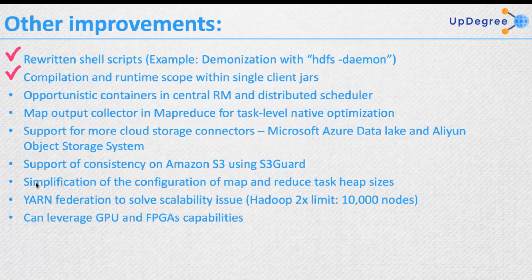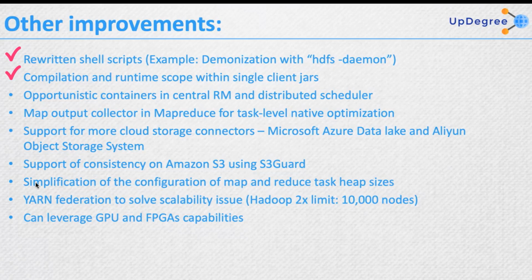Compilation and runtime scope within a single jar. Now what happens sometimes is, say you have client applications, and then you have a runtime application. There was a problem matching these two types of different client jars. One is the client APIs, another one is the client runtime. Normally this happens when you try to interact with third-party applications or other ecosystem applications.